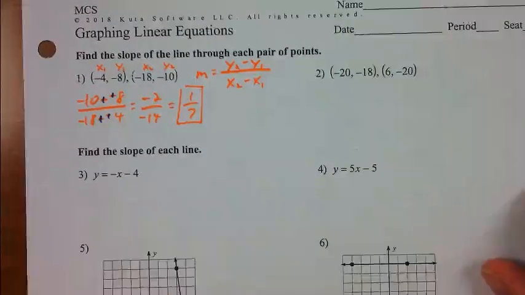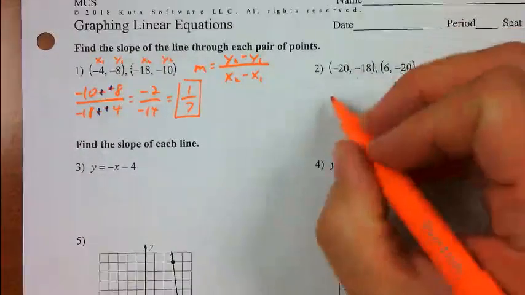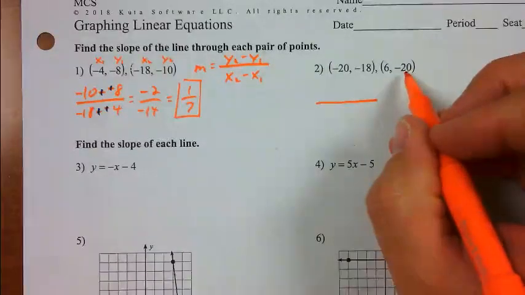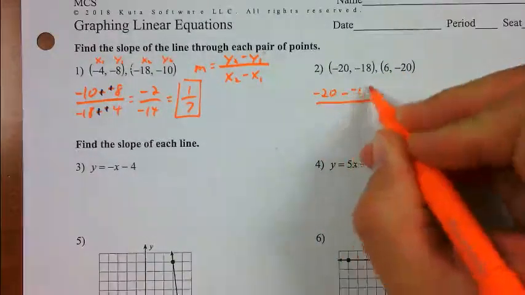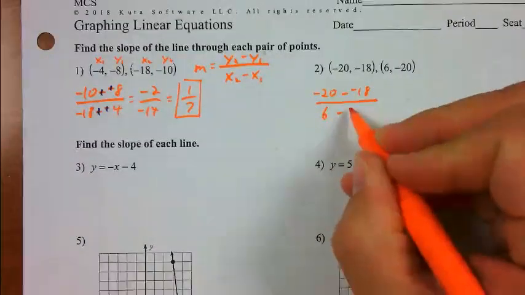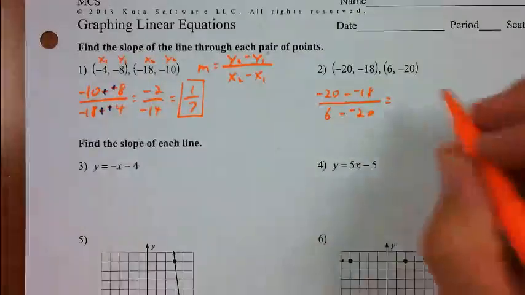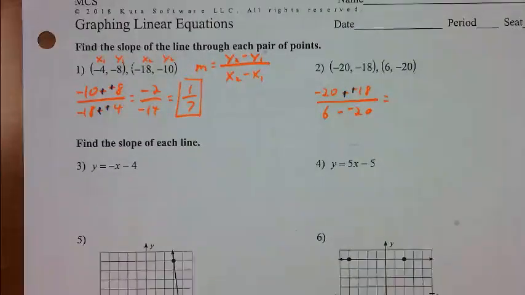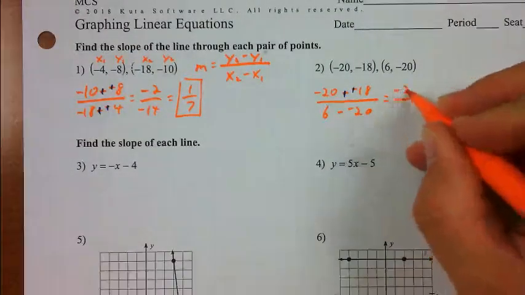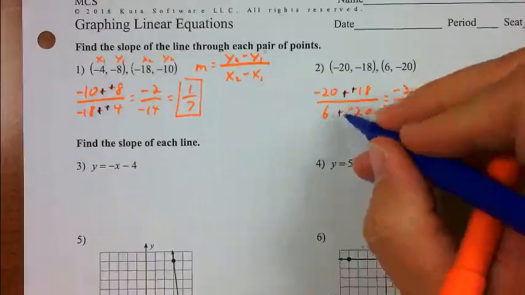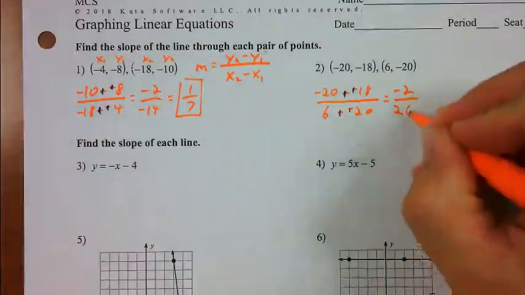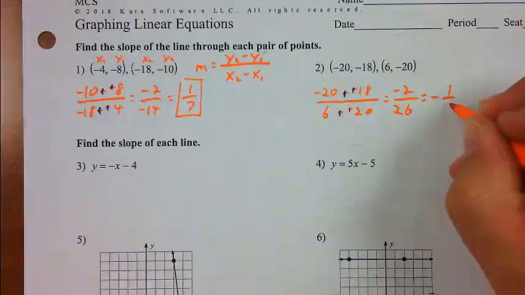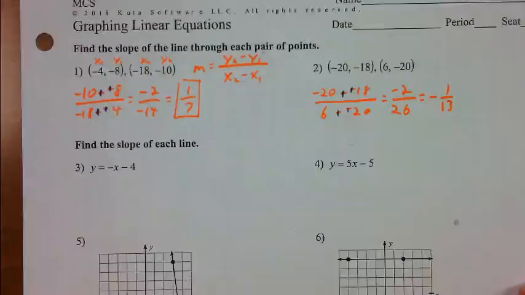All right, so then on number 2, same thing. Again, plug them in. So I'm not going to write out which one I'm assigning which value this time. But I have negative 20 minus negative 18 over 6 minus negative 20. On the top, again, that becomes adding a positive. So that's going to be a negative 2 on top. On the bottom, that also becomes adding a positive. This becomes a positive 26. That can be reduced to a negative 1 over 13.